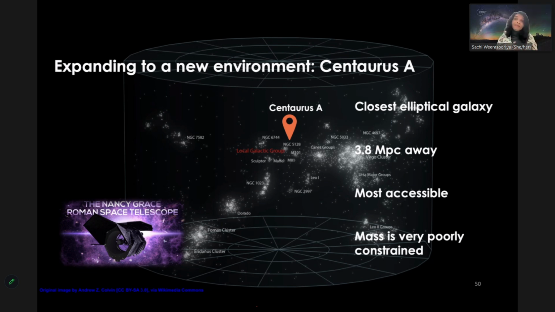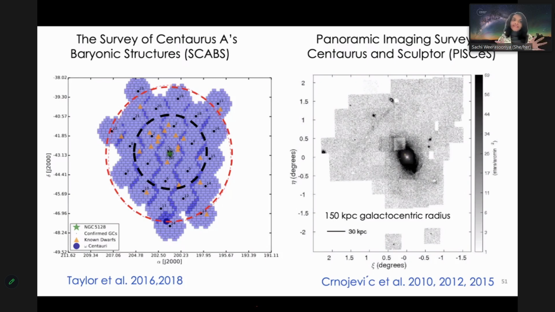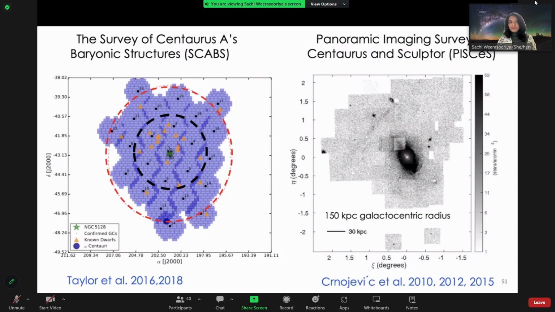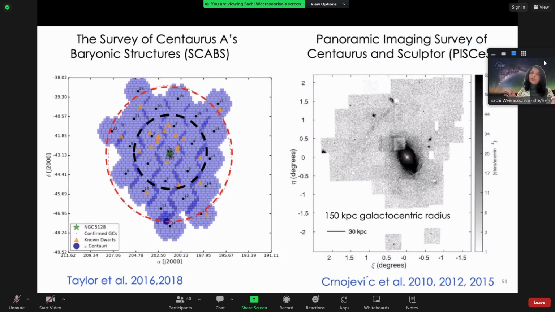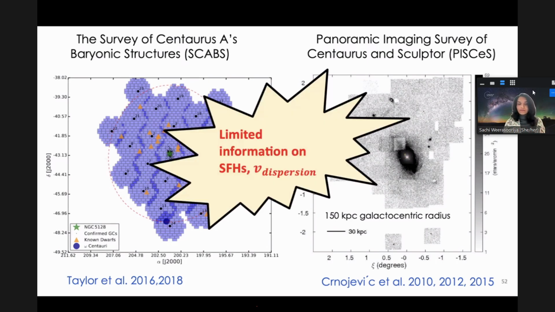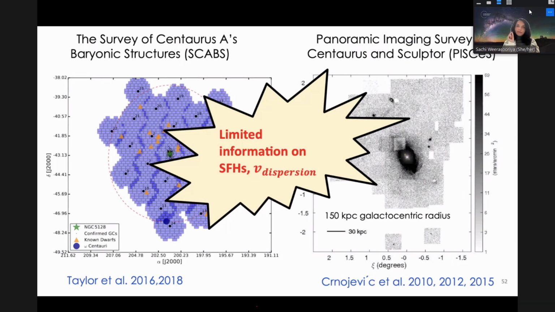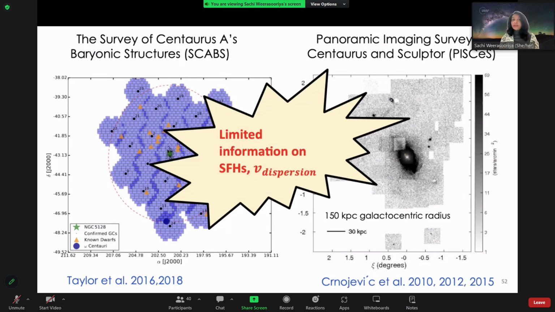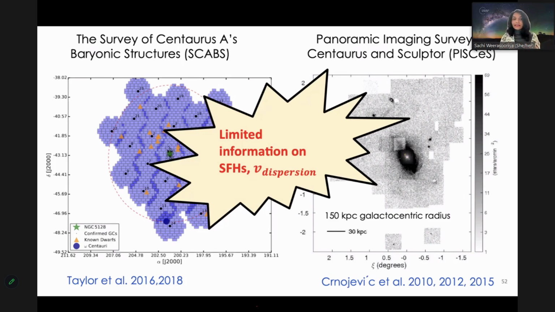And most excitingly, we will have new observations in the near future with Nancy Grace Roman Space Telescope. Now, this galaxy is surveyed by two surveys, HISIS and SCAPS. Both look for dwarf galaxies and the smallest galaxies in the universe, and extend up to about 150 kiloparsec from the center of this galaxy. However, something that we should keep in mind is that compared to the Milky Way, Centaurus A is limited on the star formation histories or even velocity dispersions.